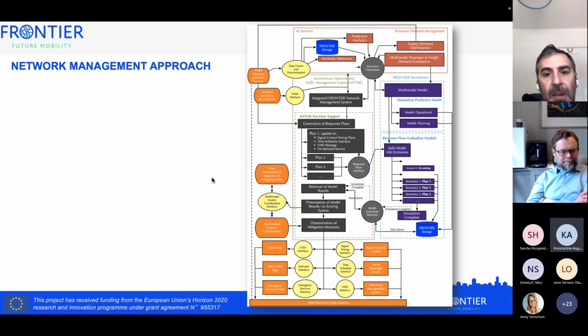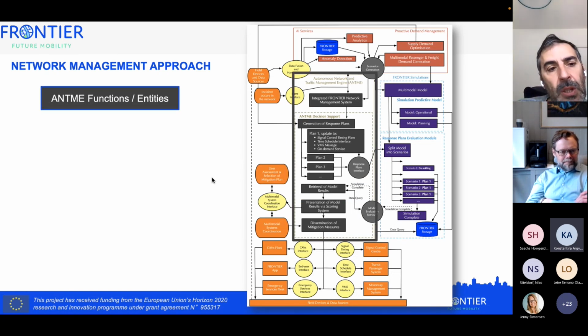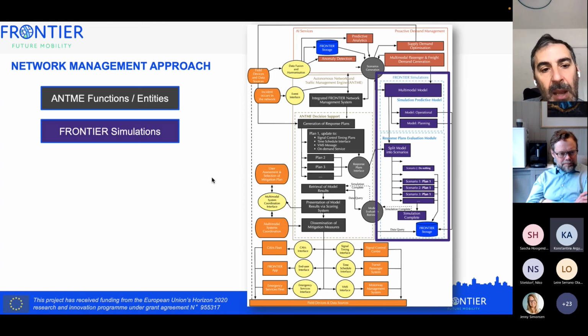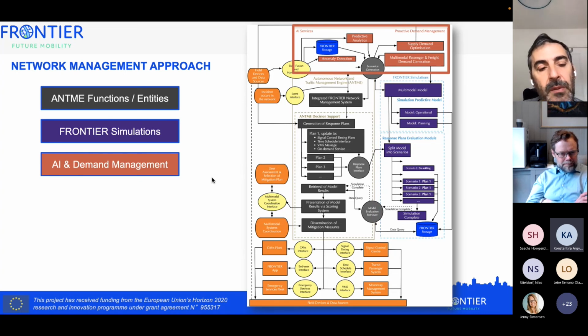In terms of the network management approach, we have an autonomous network management engine at the heart of the system, and its main responsibility is to generate different response plans based on the situation of the network. Once response plans have been generated, we can assess them based on data-driven algorithms, but also based on simulations. We have a number of different algorithms and models that we'll be developing to look at supply and demand, and incorporate those two as part of the response plan.